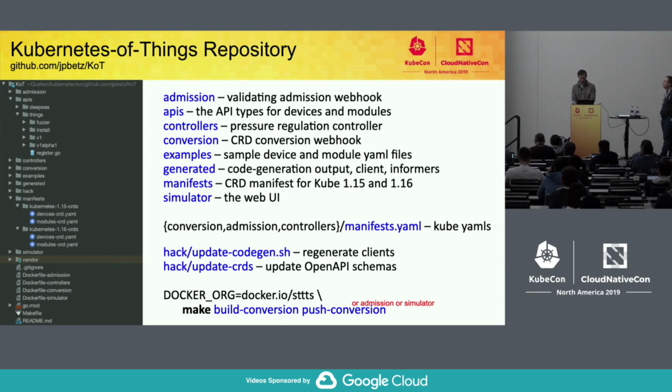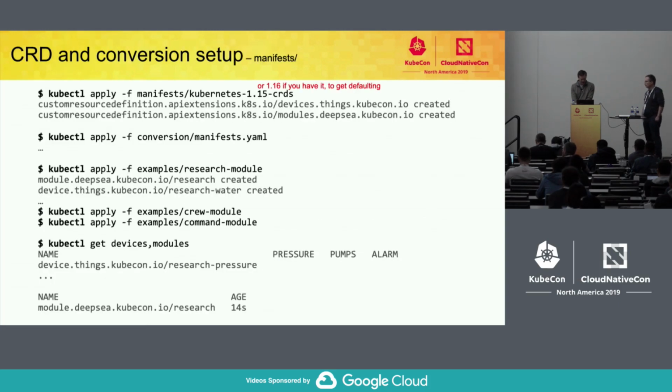For convenience, we have in our hack directory two code gen utilities. These are pretty small. You're encouraged to go ahead and look and see what they do. Mostly what they're doing is setting up the parameters to call our code gen tools. And we can use those to regenerate our client bindings or to update our open API schemas inside of our CRD definition. At the end of the talk, we're going to be using some Docker repositories, and our makefile has some utilities so that we can easily build and push our Docker images. So we'll get back to that later.